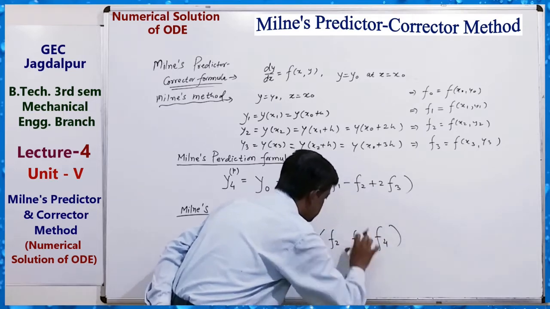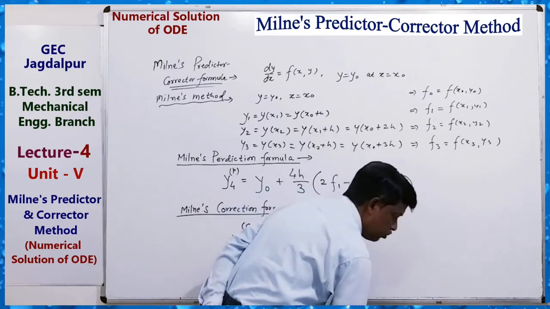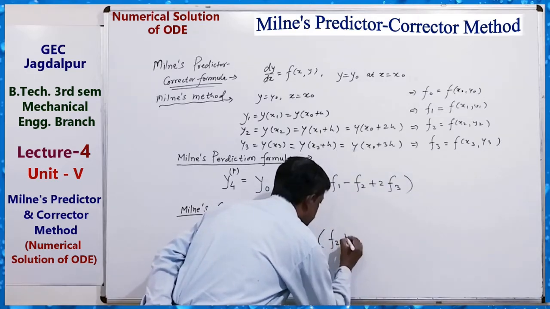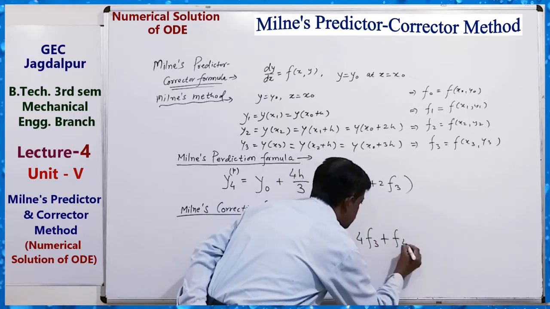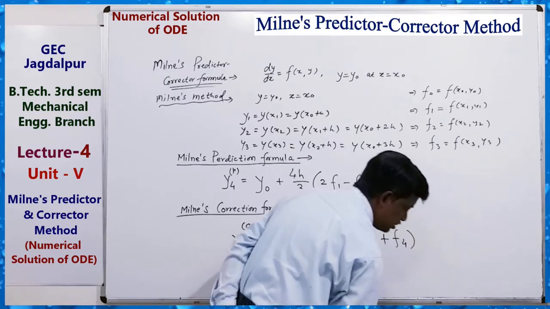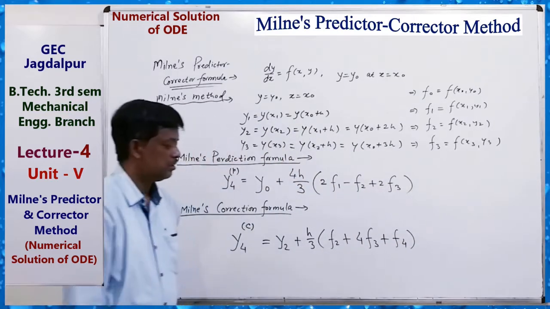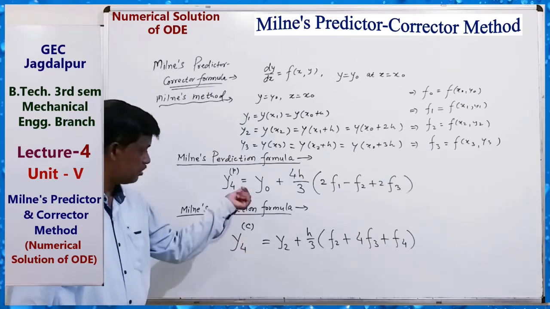This is the formula: f2 plus 4f3 plus f4. Okay, this is the corrector formula, the correction formula. Okay, y4 correction. This value should be the correction.